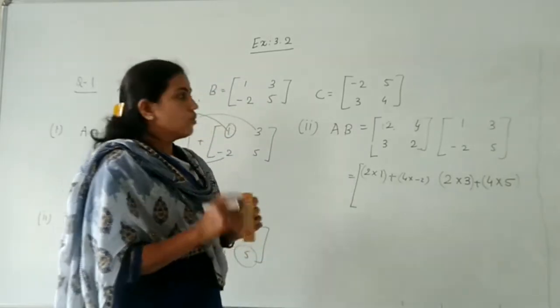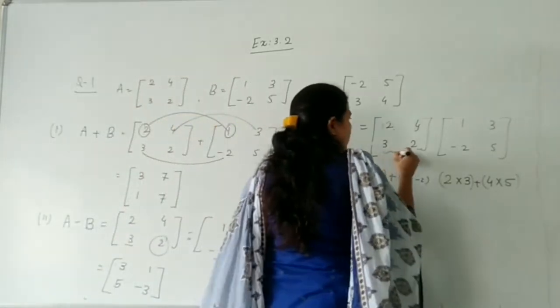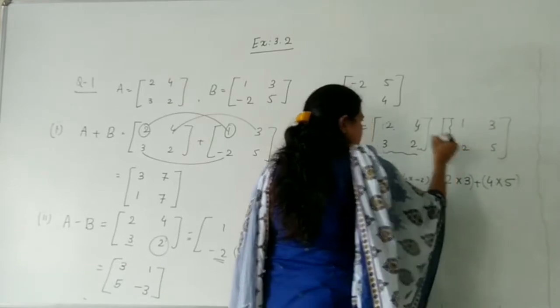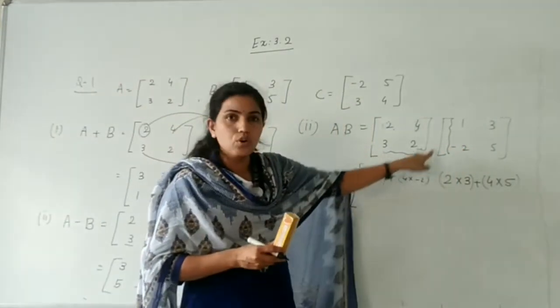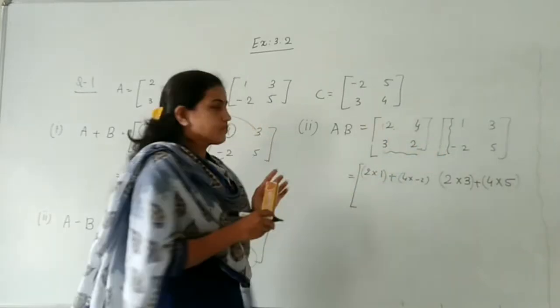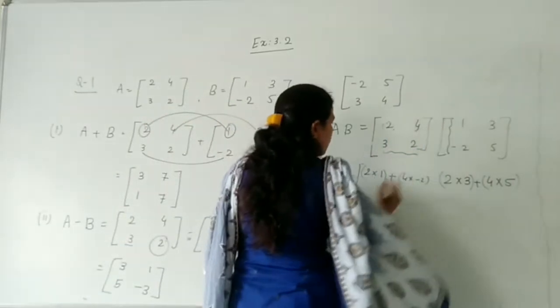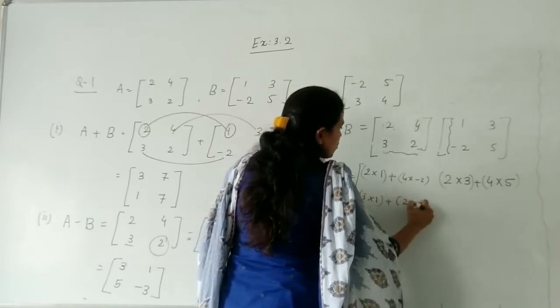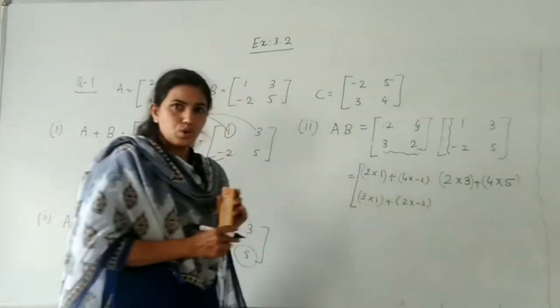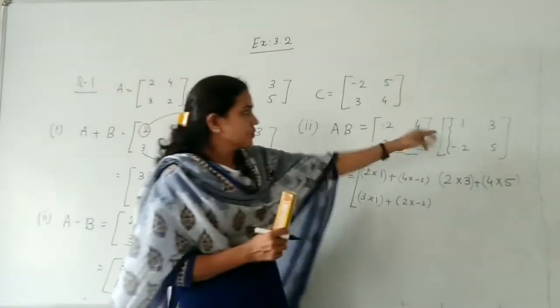For the second row, what do we have to do? The second row and first column. What do we have to multiply? Second row and first column. So here 3 into 1. So this is 3 into 1 plus 2 into minus 2. So here we multiply these two.